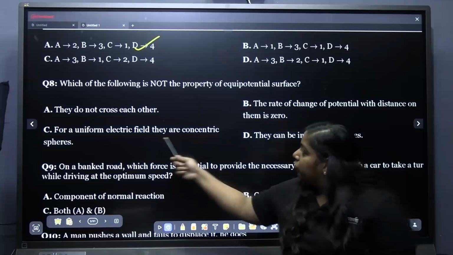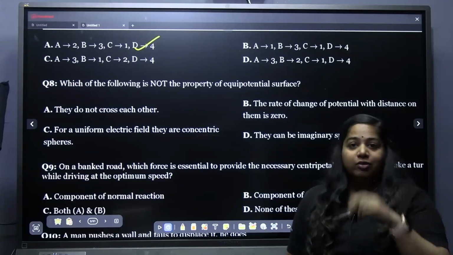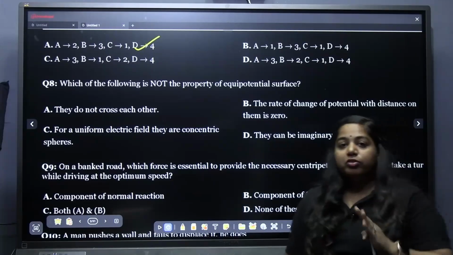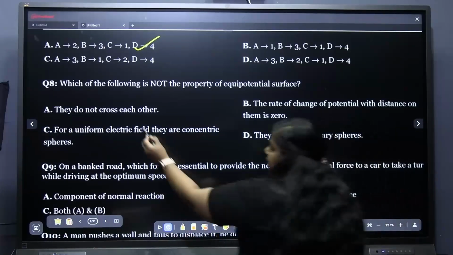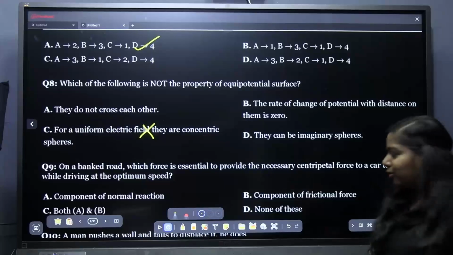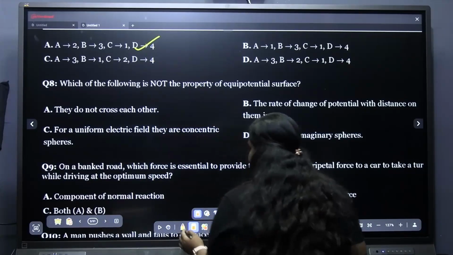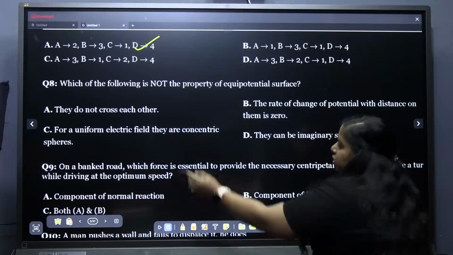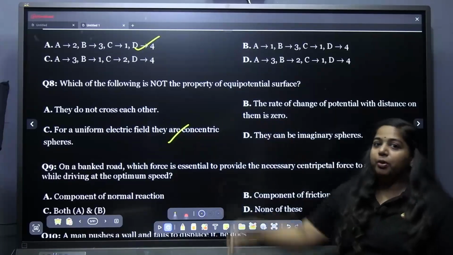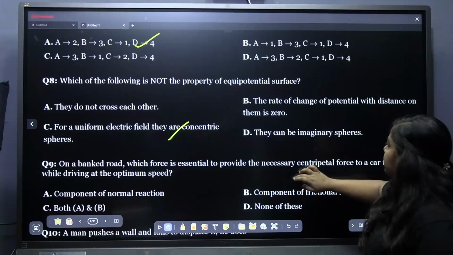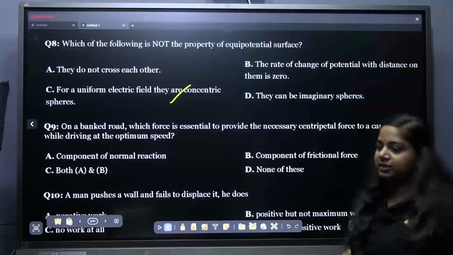Then, for a uniform electric field, they are concentric spheres. No, for a point charge, they are concentric spheres. For a uniform electric field, they are parallel sheet-like structures. So option C is wrong, and option C being wrong means that is the correct answer for us. Is that clear for all? Option C is the correct answer, meaning it is not a property of an equipotential surface. They can be imaginary spheres, which is also true for point charges.